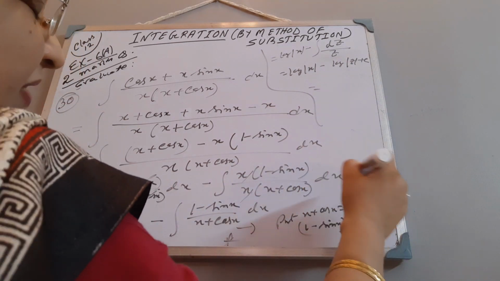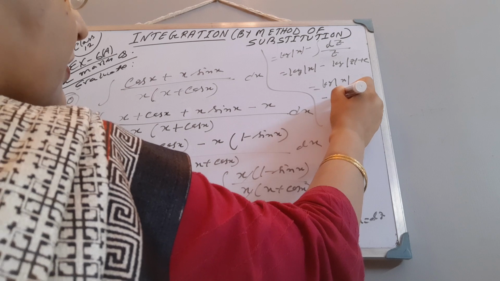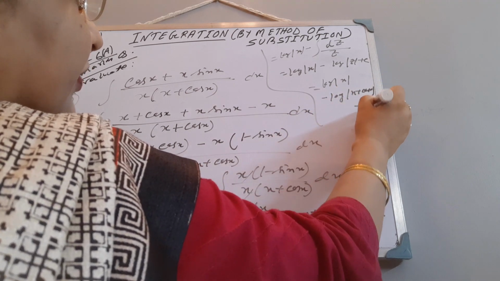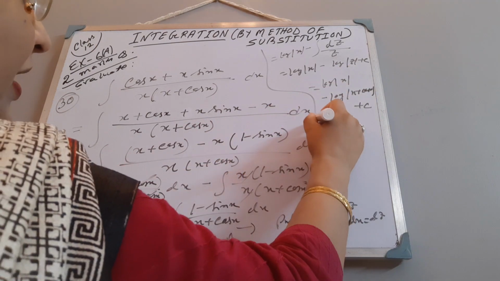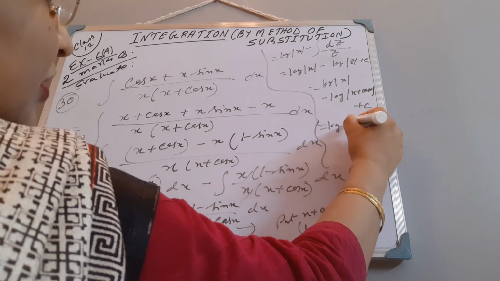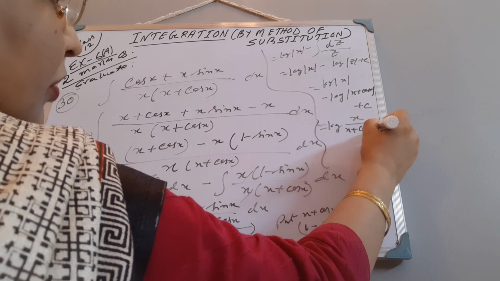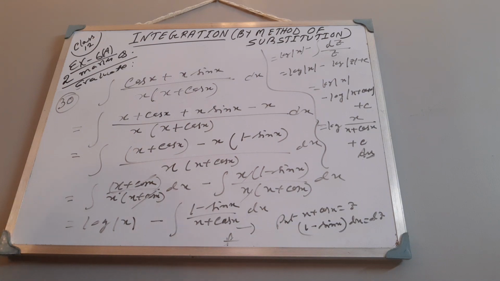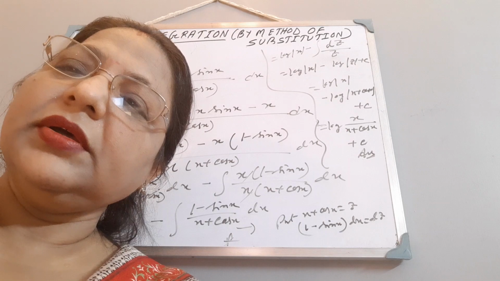Z what we have taken? Z we have taken as x plus cos x. So log x minus log of x plus cos x plus c. According to the logarithm rule, log m minus log n is log m by n. So log of x by x plus cos x plus c. This is the answer. So all 2 marks questions are now completed. Coming with the new video with the 4 marks questions.